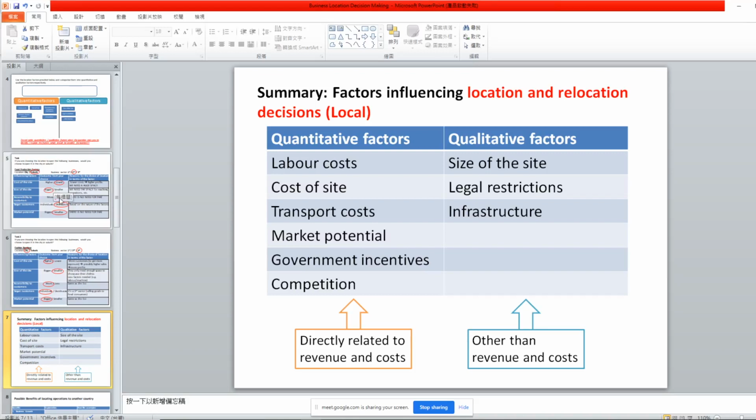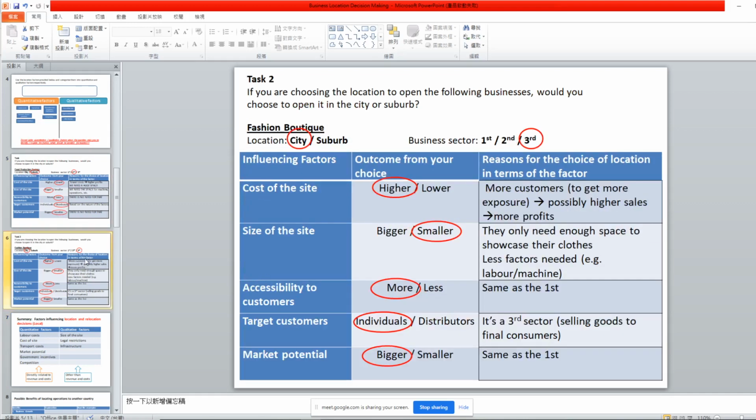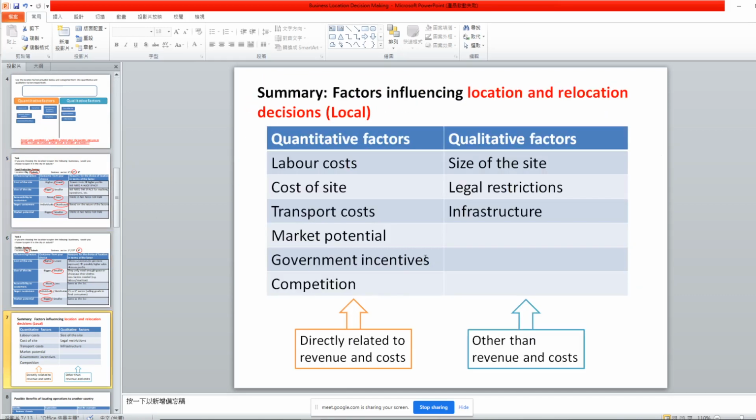Okay, on Monday we basically finished all the factors which affect businesses when they are trying to locate their business. These are the factors affecting businesses when they are considering where they should set up. Then we did some exercises, and we know the factors. So how do we decide where they should locate their businesses?